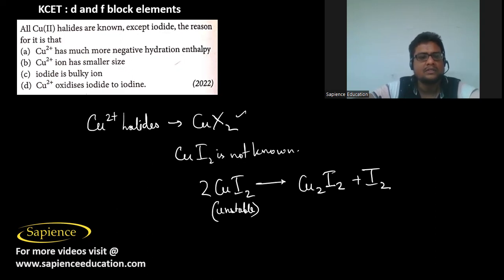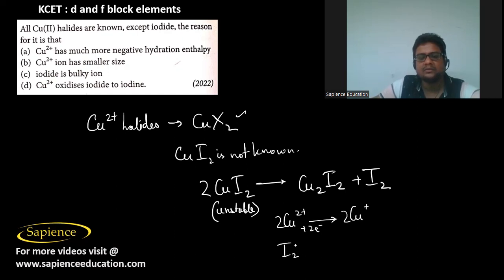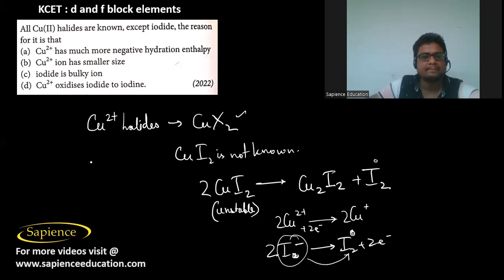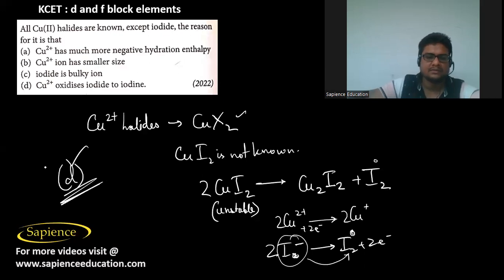The reason is that Cu2+ oxidizes the iodide ion, meaning Cu2+ will be reduced to the Cu+ ion, and the I minus will be oxidized to I2. So Cu2+ will oxidize the iodide ion into iodine, where the oxidation state is 0. So option D is the correct answer.